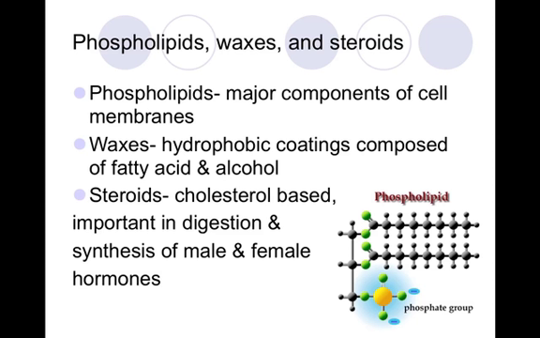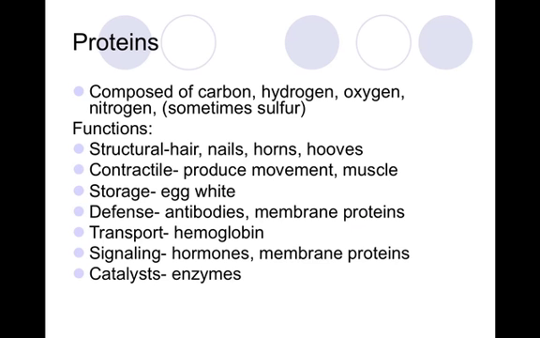The third big category is phospholipids, waxes, and steroids. Phospholipids make up our cell membrane. Phospholipids are unique in that they have hydrophilic and hydrophobic parts. One side of it likes water and the other side doesn't. Waxes are hydrophobic coatings composed of fatty acids and alcohol, and steroids are important in digestion and in the making of male and female hormones.